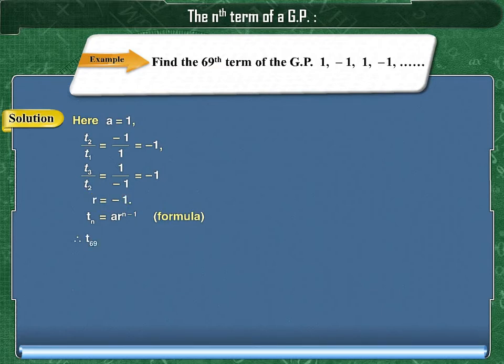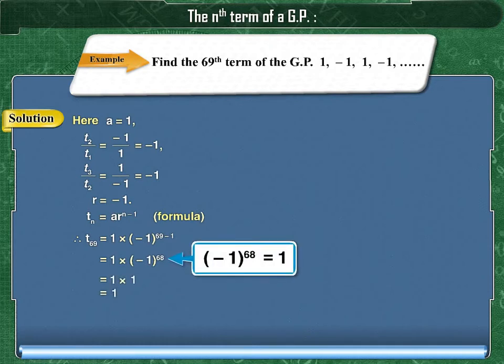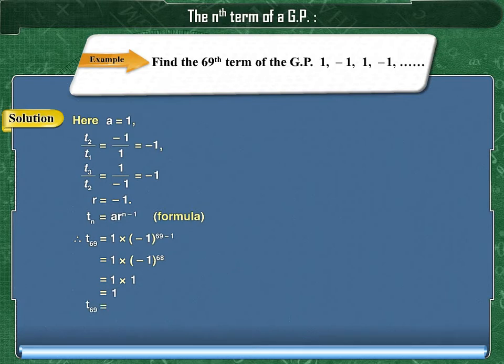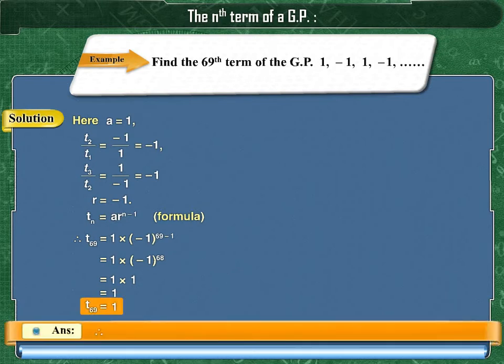into minus 1 raised to 69 minus 1, which is equal to 1 into minus 1 raised to 68. We know that minus 1 raised to 68 is 1, since the index is an even number. Therefore, T69 is 1. Therefore, the 69th term of the given GP is 1.